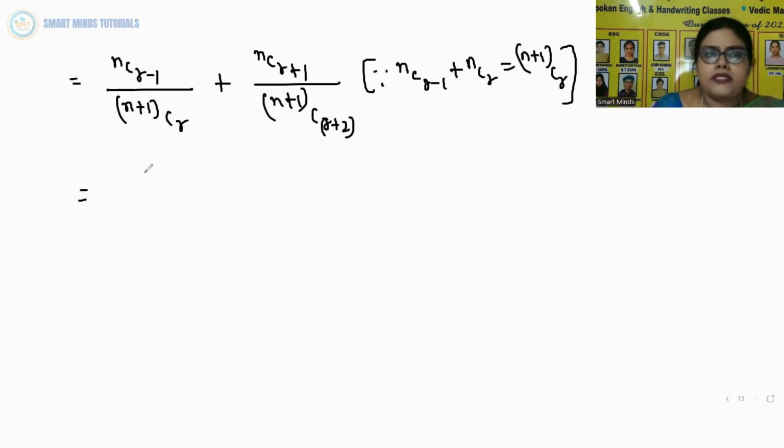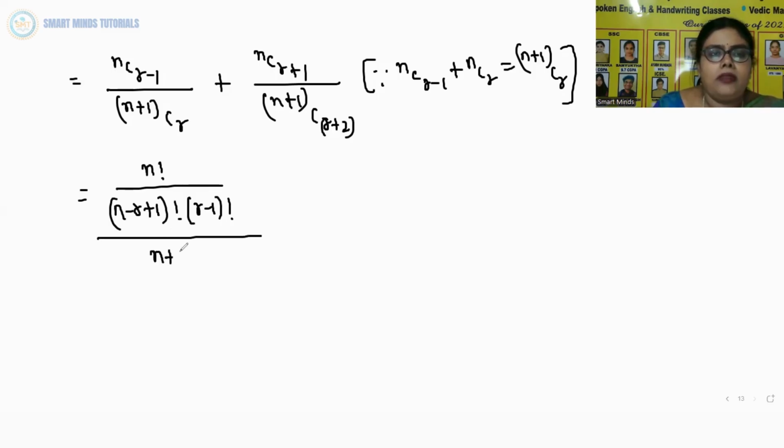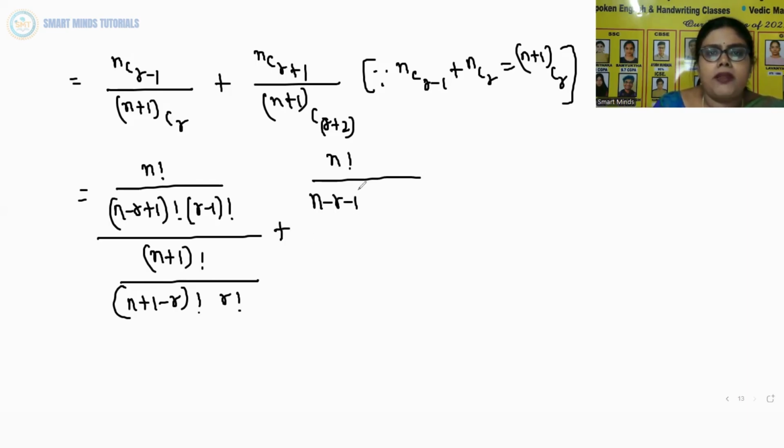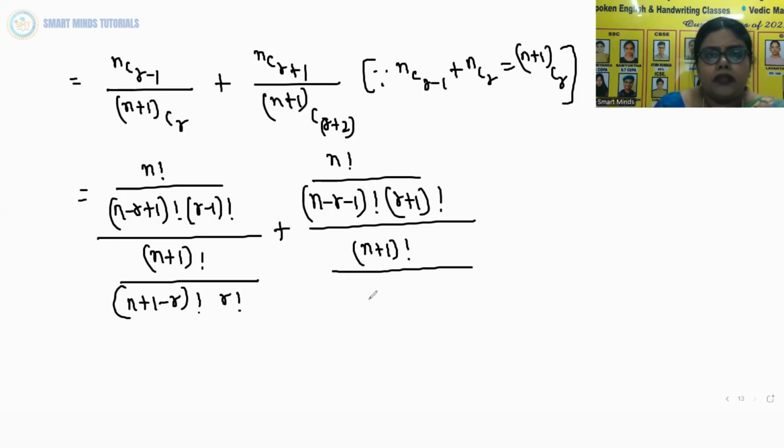Now we will apply the formulas. n! / ((n-r+1)! (r-1)!) divided by (n+1)! / ((n+1-r)! r!), plus n! / ((n-r-1)! (r+1)!) divided by (n+1)! / ((n+1-r-2)! (r+2)!).